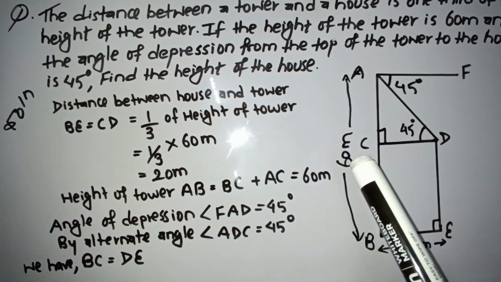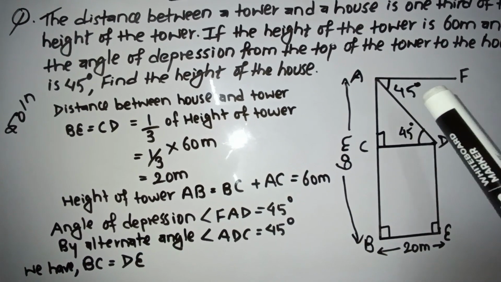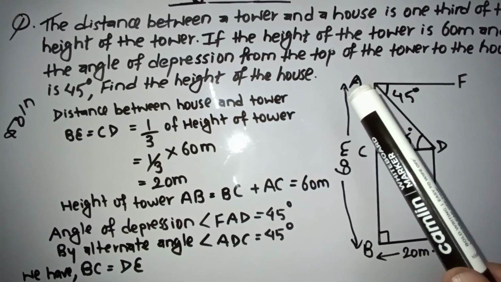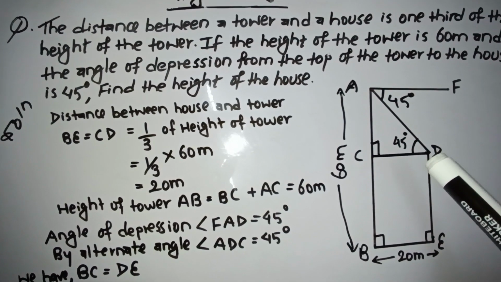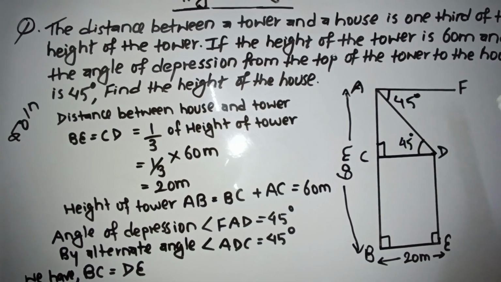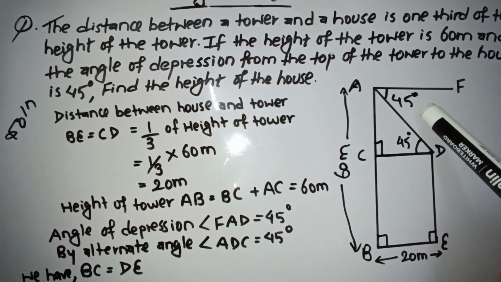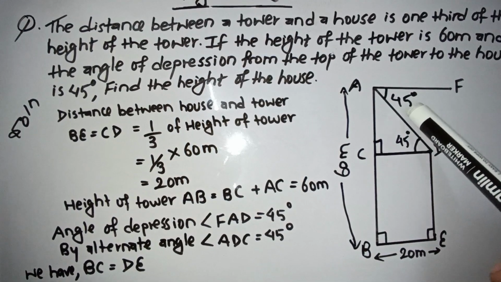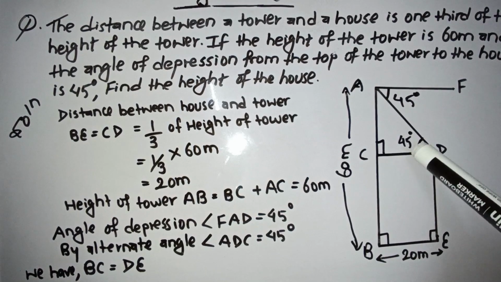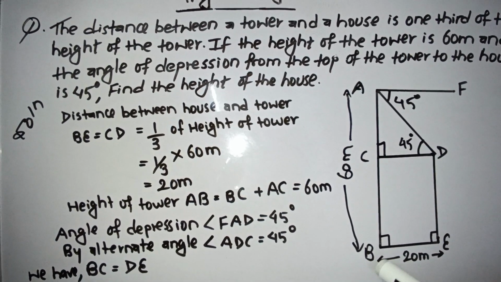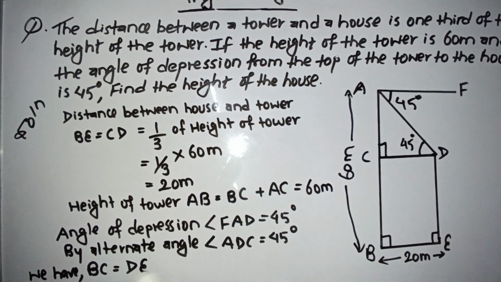And this is the height of the tower, 60 meter. The angle of depression is already given in the question: if we see from the top of the tower to the house, then it makes an angle, that is FAD, 45 degree. This is the depression angle, and by alternate angle, angle ADC is also 45 degree, and this BC and DE are also equal.